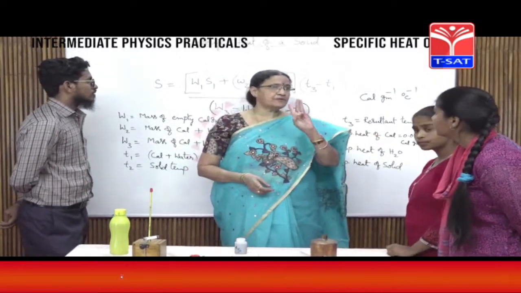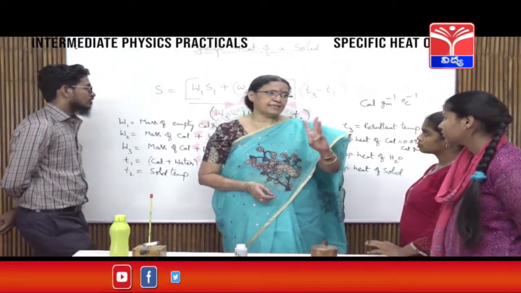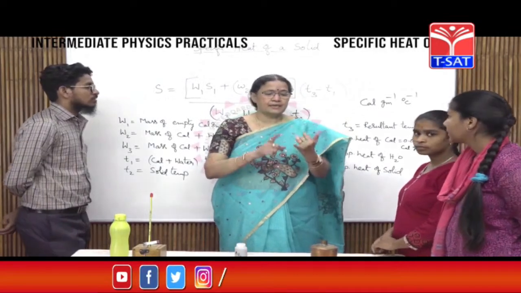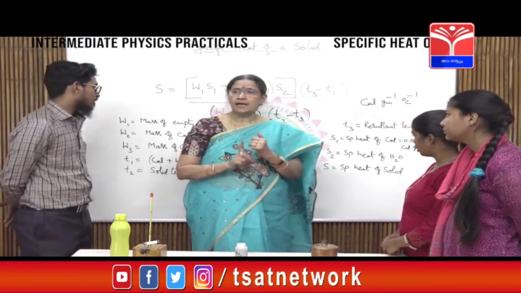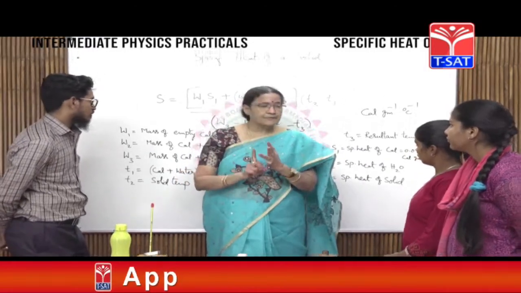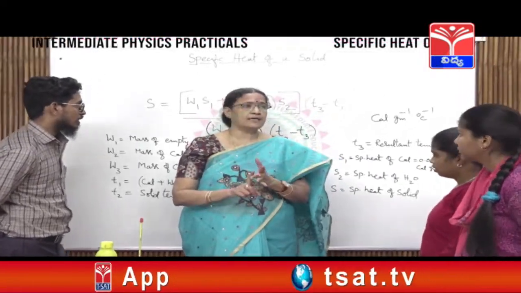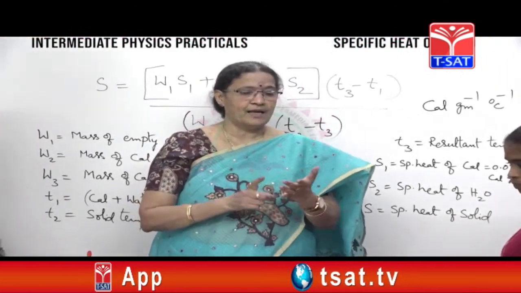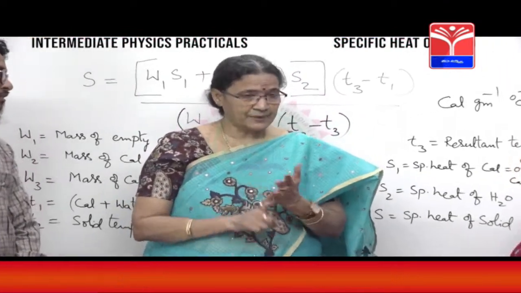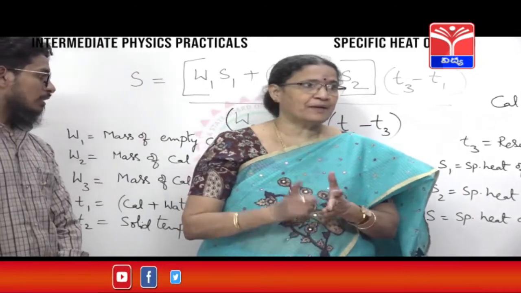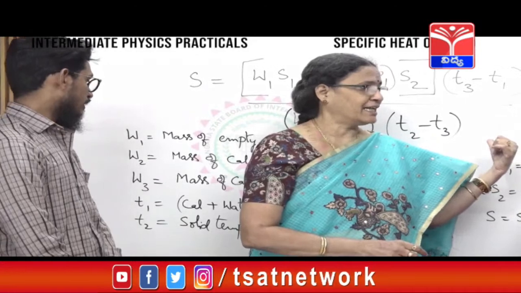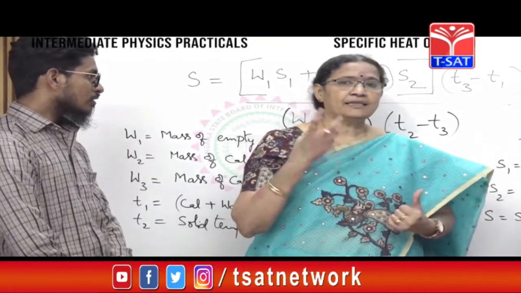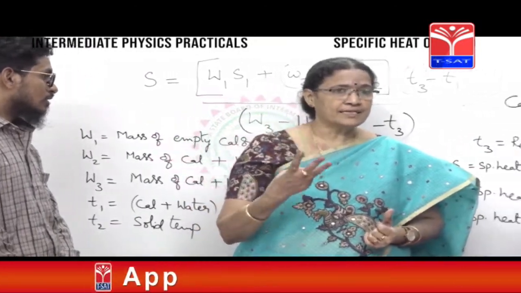So you have noted down 3 masses, 3 temperatures. I repeat, number 1, mass of empty calorimeter W1. Mass of calorimeter plus water W2. Mass of calorimeter plus water plus lead shots W3. Then 3 temperatures. What are the 3 temperatures?